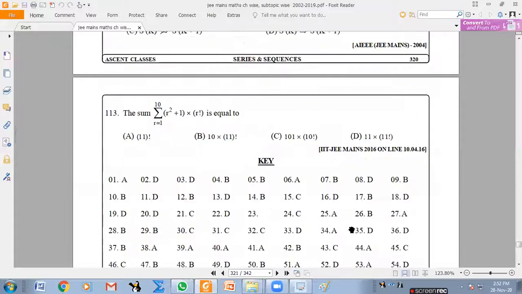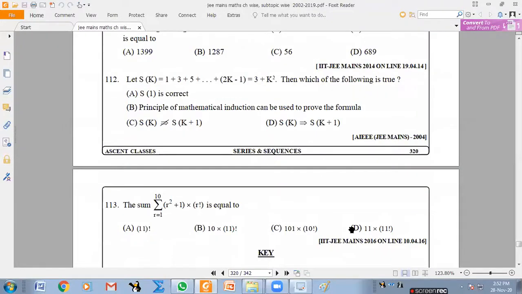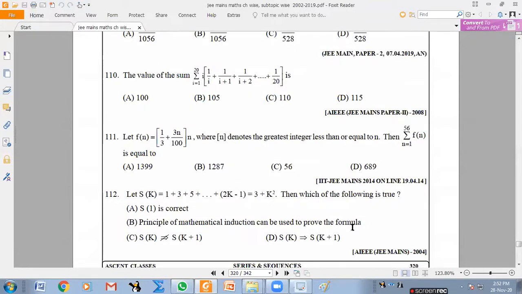Okay, in total progressions, anybody want to ask any doubt? Sir, 110. Pavan, you got the answer right? 110 now? No, sir, not getting. Okay.